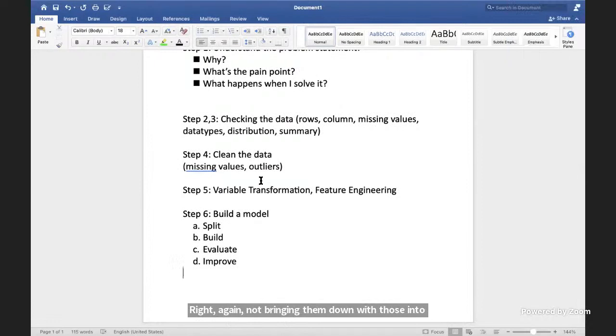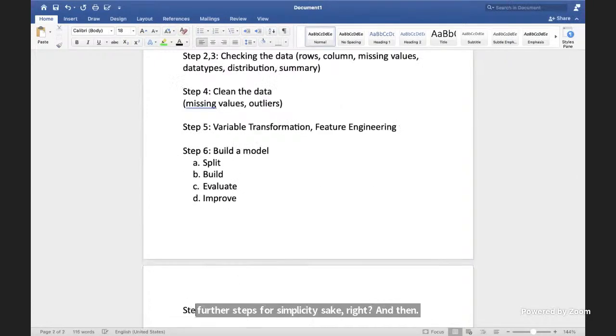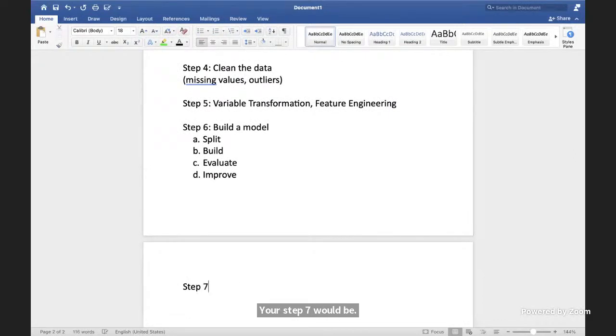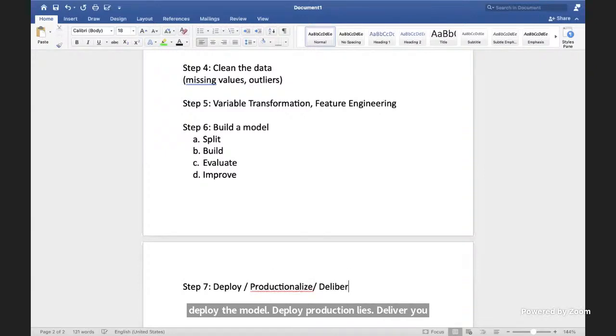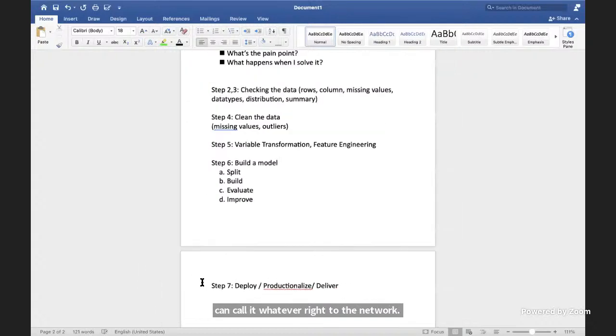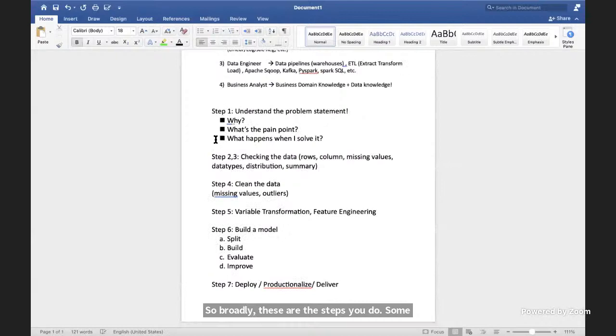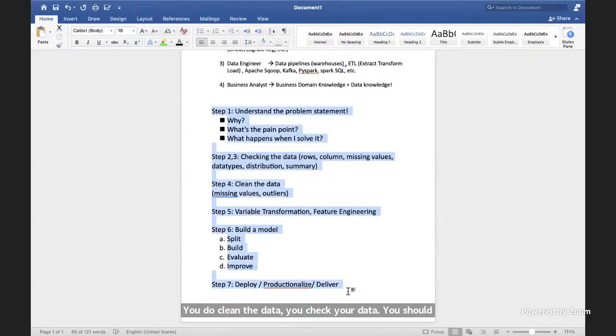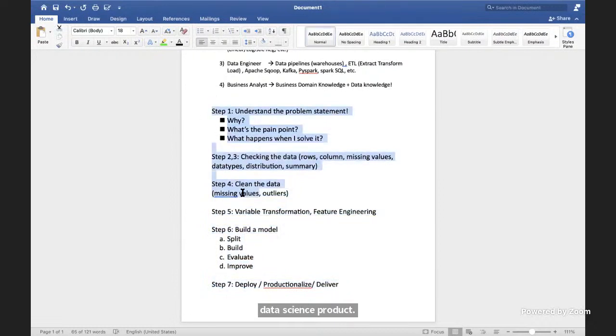And then your step 7 would be, sorry, something wrong with my keyboard. Step 7 is you deploy the model. Deploy, productionalize, deliver, you can call it whatever, to deliver the model. So broadly, these are the steps you do. Some of these steps remain common if you're a data analyst or a data scientist. You clean the data, you check your data, you check the distribution of your data. This is the life cycle of a data science project. It looks too simple, but it has its complexities. And to do these 6, 7 steps, you need to learn a lot of things, and that's why you're in this course. You will be learning all those things. Clear, everyone?